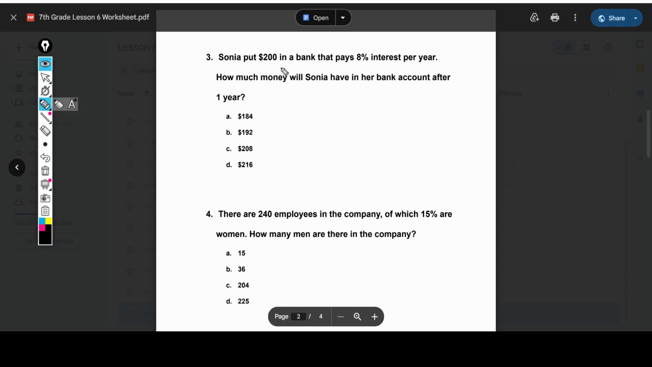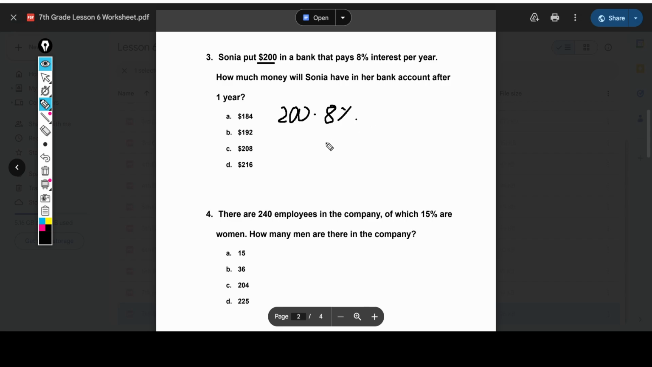Sonia puts $200 in a bank that pays 8% interest per year. So how much will she have after 1 year? Well, we have 8% interest per year in 1 year. So we know she's going to get 8% interest. And interest is on the $200 she puts in. So she's going to get an extra 8%. So 200 times 8%.